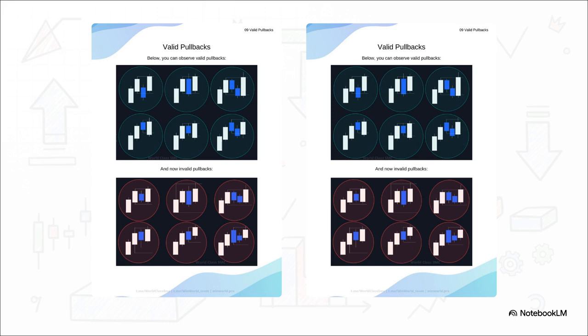Now, look over at the red circles. See how none of those candles break the low of the one before it? Those are invalid pullbacks. That's just market noise, not a true structural point.